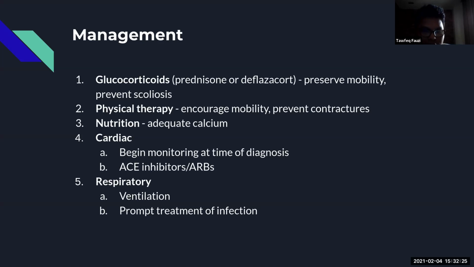The heart and the respiratory function of the patient should also be monitored, and ACE inhibitors or ARBs can be given for cardiac symptoms. If the patient has any signs of respiratory impairment, then the patient should be put on ventilation, and respiratory infections should also be promptly treated to prevent complications. That's all for me. Thank you.